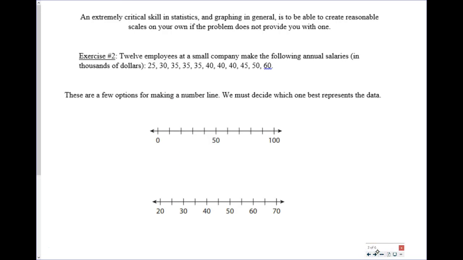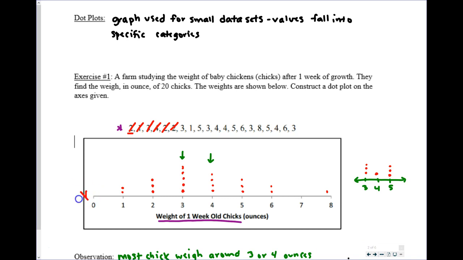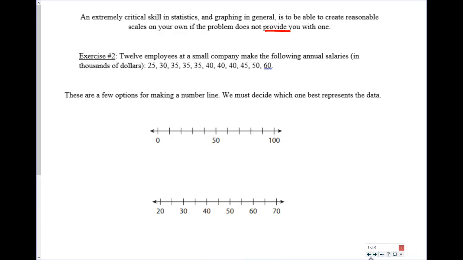So what makes stats a lot harder than other learning targets is that with graphing in general, you want to be able to create a reasonable scale. So an extremely critical skill is creating that reasonable scale. And I say critical because it is really critical. The problems won't always provide you with one. Like this last example, we were given this scale right here, this 0 to 8 that was all spaced out really nicely. But in the future, we're not always going to have that scale. So in this learning target, we're going to work on how we make a scale good.